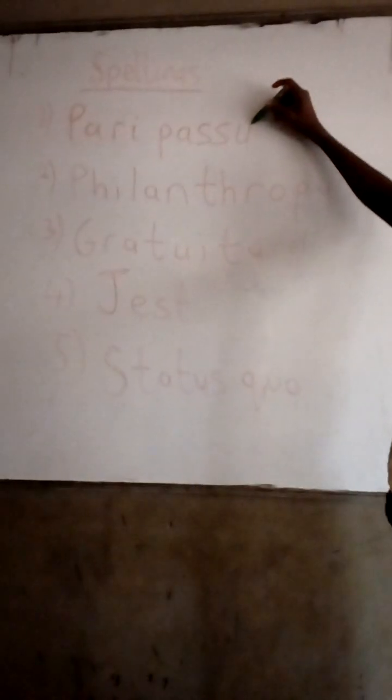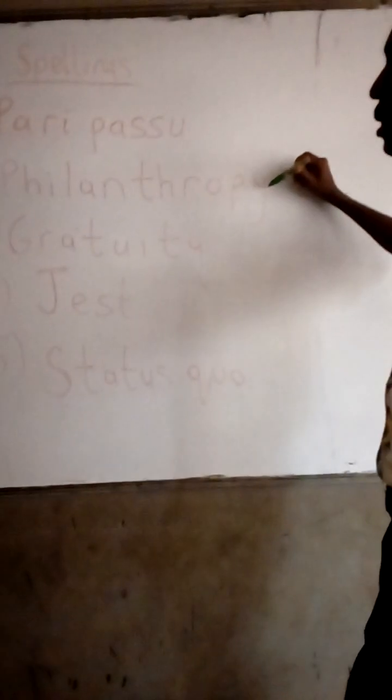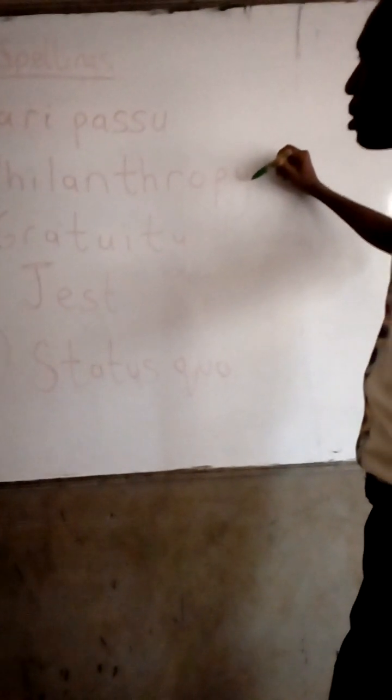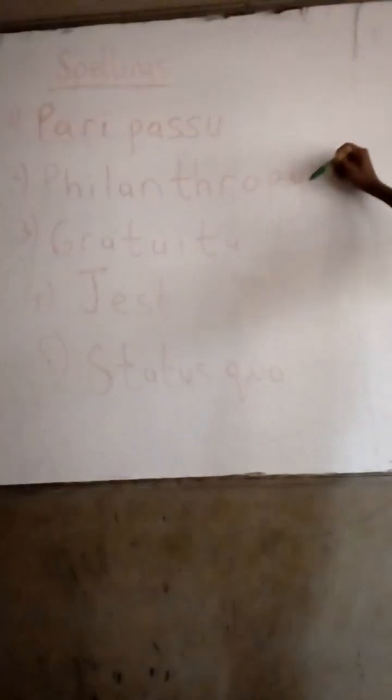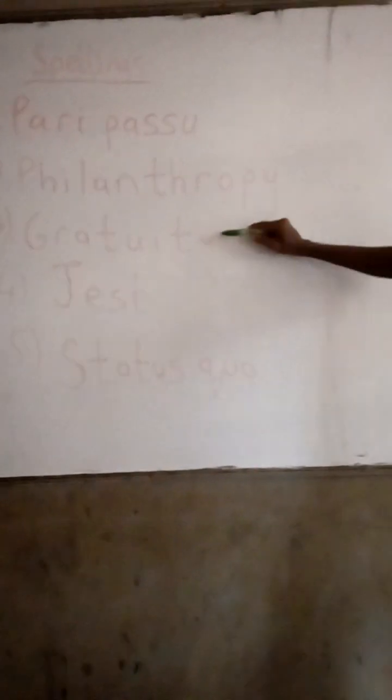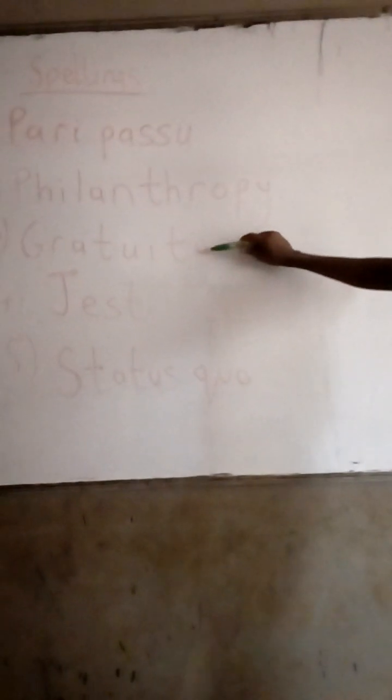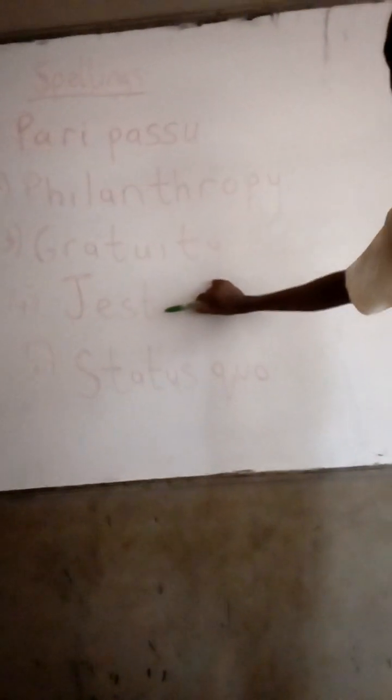Now, I've given you five words. The first word is pari passu. This is the spelling of pari passu: P-A-R-I P-A-S-U. The second word is philanthropy. This is the spelling of philanthropy: P-H-I-L-A-N-T-H-R-O-P-Y. The third one is gratuity. This is the spelling of gratuity: G-R-A-T-U-I-T-Y.